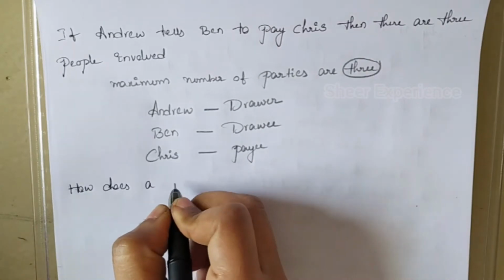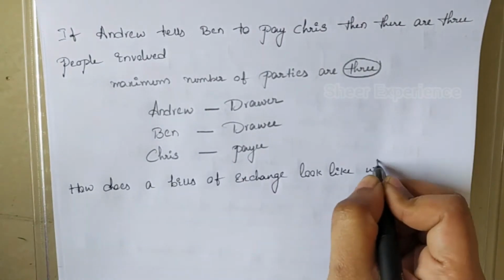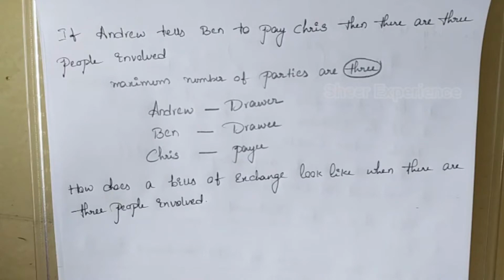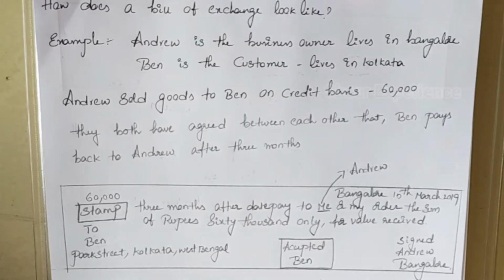How does a bill of exchange look like when there are 3 parties involved? We'll consider the previous example. Previously, we mentioned "me" in the unconditional order, which is Andrew, because Andrew is the one who is going to receive the money.